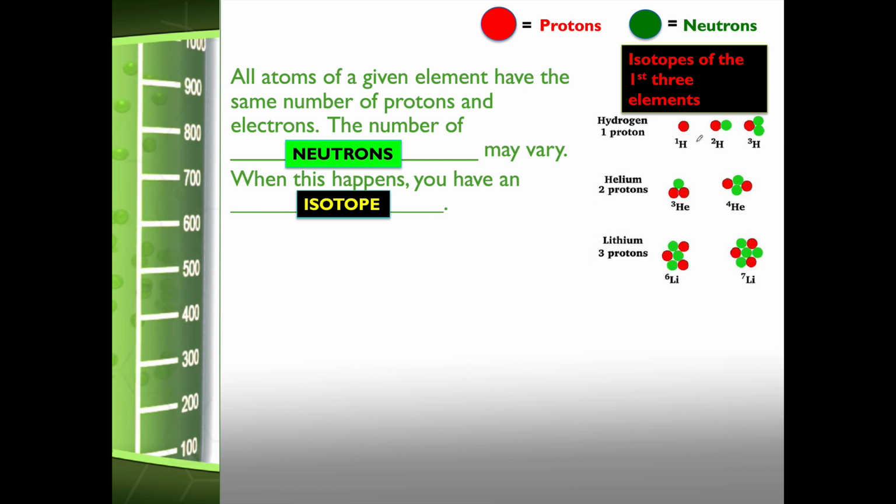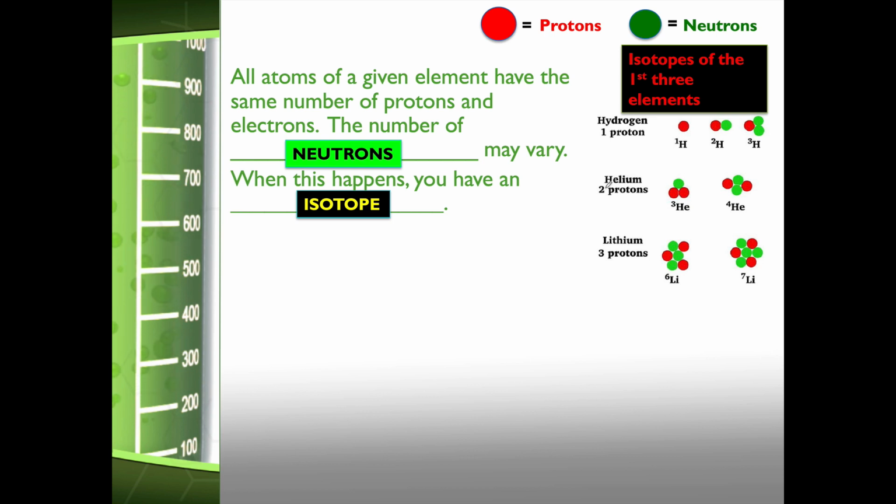Now, we know these are all types of hydrogen because they all have 1 proton, and the atomic number guarantees the identity of a particular element. So by having 1 proton, your atomic number is 1. That guarantees you are hydrogen. This one also has 1 proton. That's hydrogen too, and so is this.